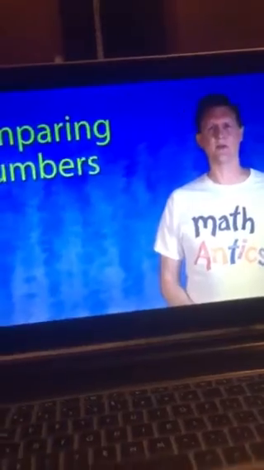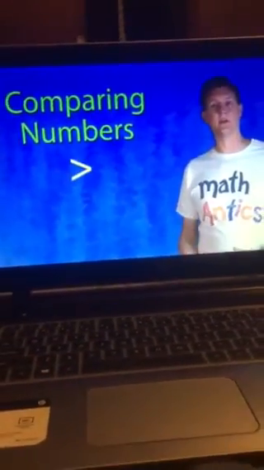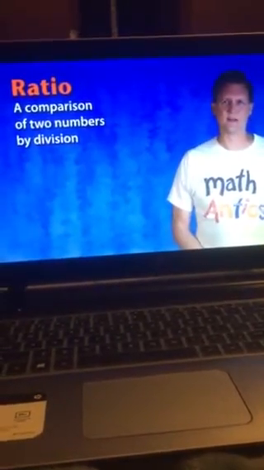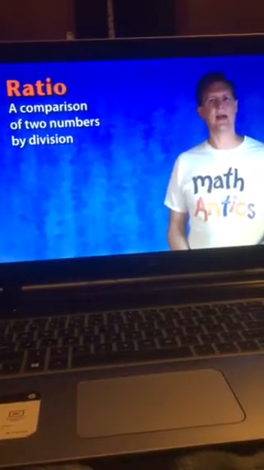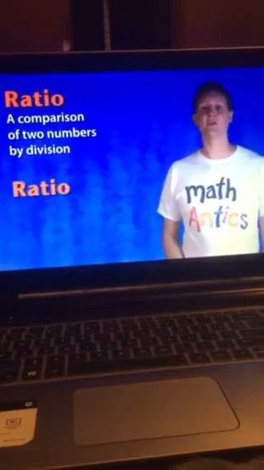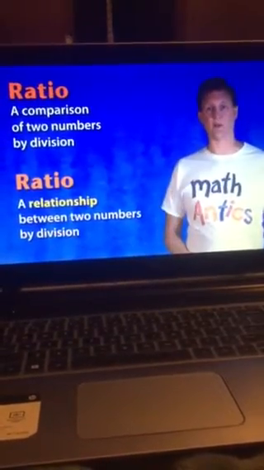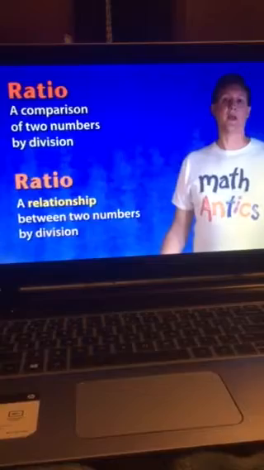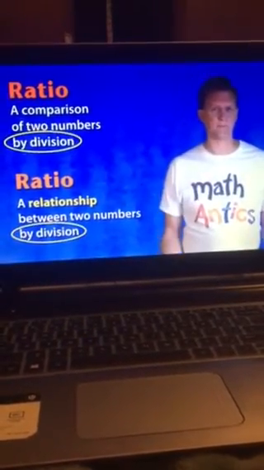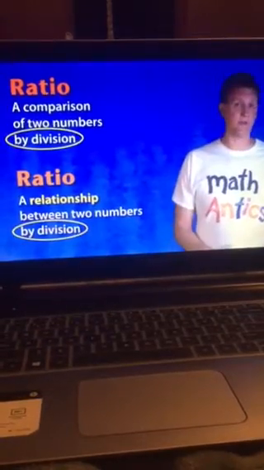And it's confusing because most of us think of comparing numbers as trying to decide if a number is greater than, less than, or equal to another number. But with ratios, we're not trying to compare numbers like that. Instead, we're really trying to see how two numbers relate to each other. And so at Math Antics, we like to think of ratios as a relationship between two numbers by division. Okay, but how do you compare or show how two numbers are related by division? Well, to see what the by division part really means, let's look at an example of a ratio.